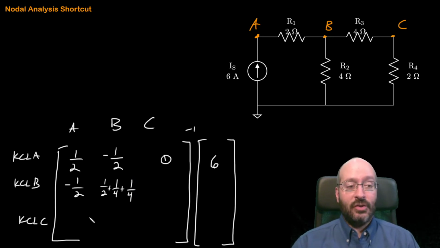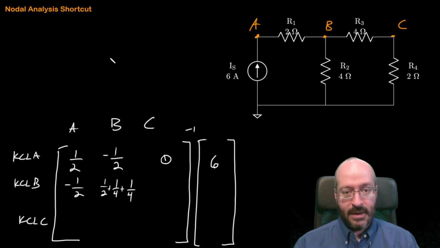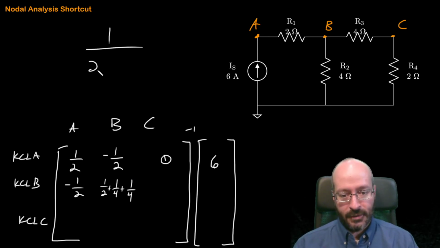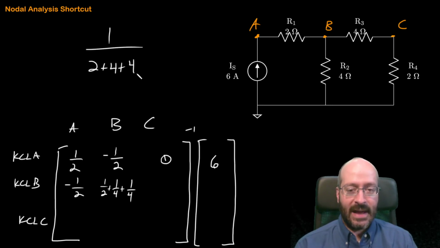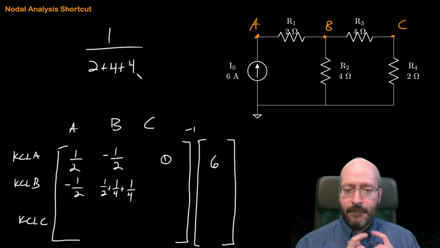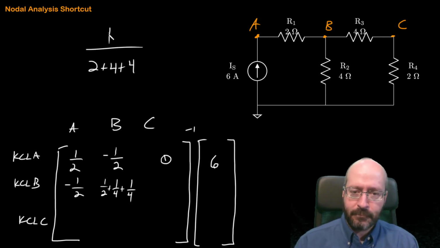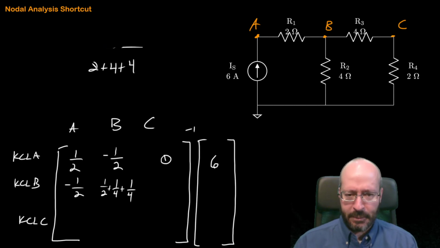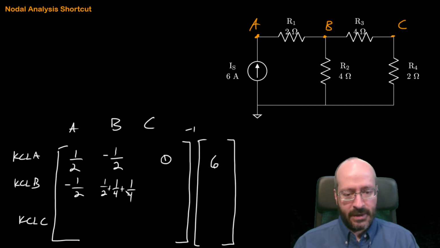Don't be sloppy and think that you can do 1 over 2 plus 4 plus 4. I've seen very good students make that mistake because they're moving quickly and they're not thinking about basic fractions that you should have learned a long time ago. I know you all know it. Don't be sloppy. That's bad. I'm not even going to leave it on the pad. I don't want you to think that it's correct.